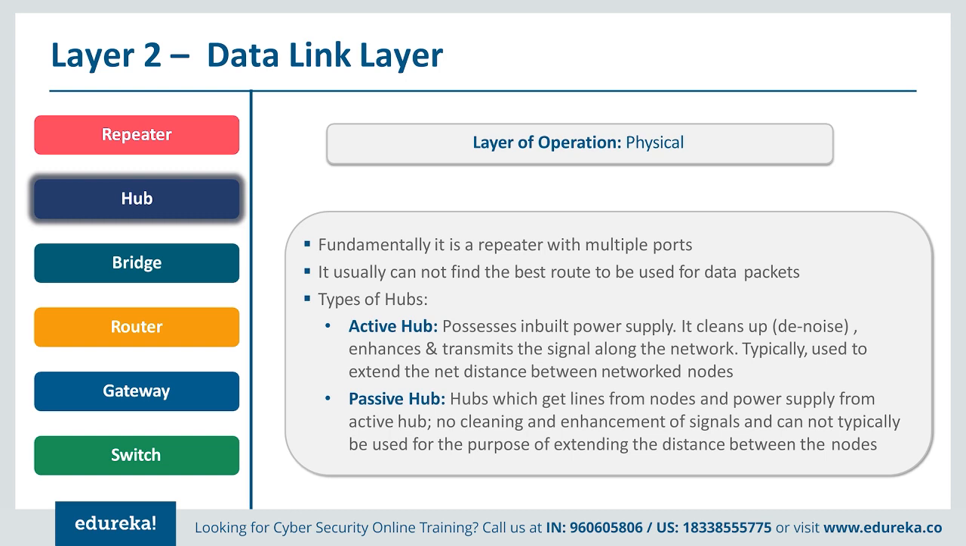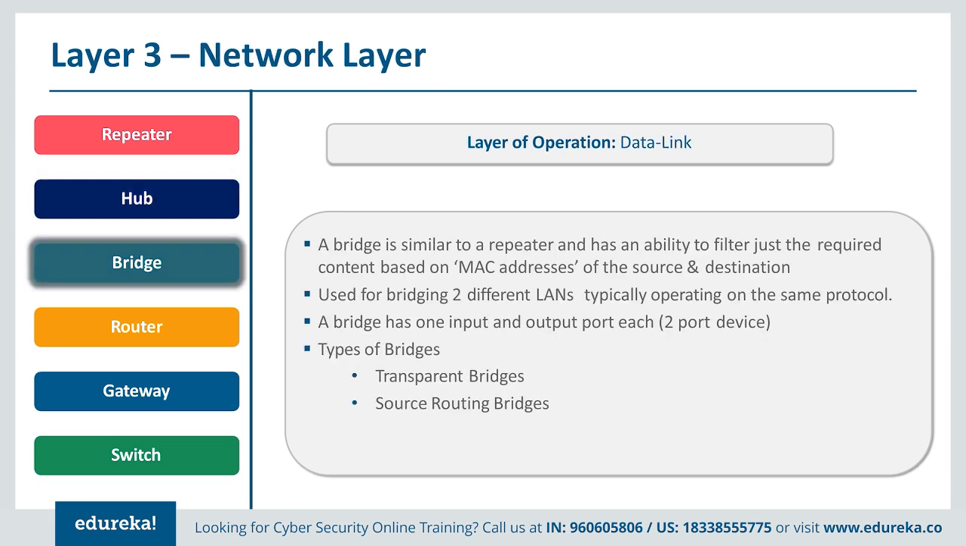The active hub is typically used to clean up the network disturbance or network noise and also to enhance the signal strength across the network. The passive hub is simply a pass-on device. It just transmits the signal whatever it gets. It will not make any modification, error fixing, or denoising. Bridge is similar to the repeater and has the ability to filter and forward content based on the MAC address.